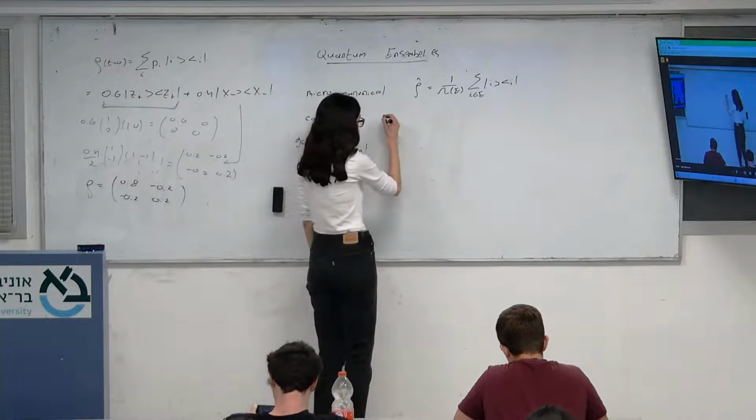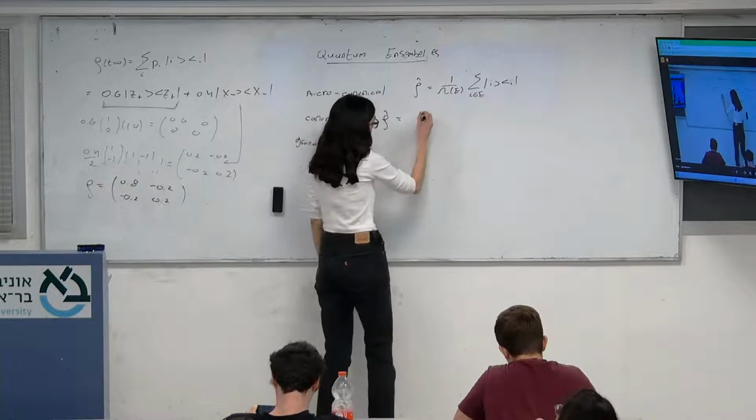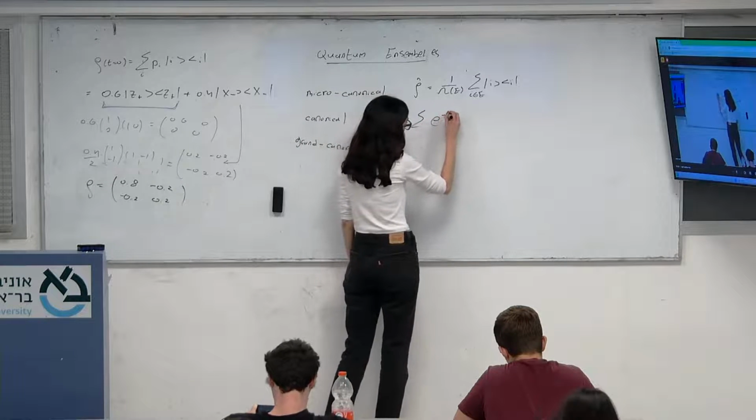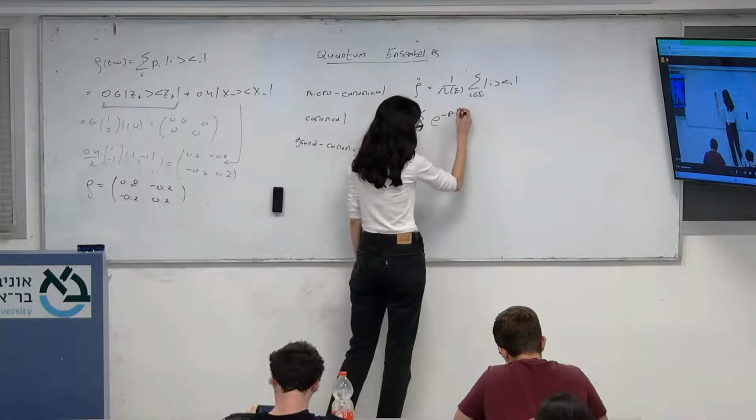For the canonical, we have e to the minus beta H.